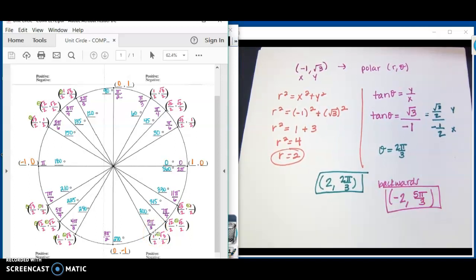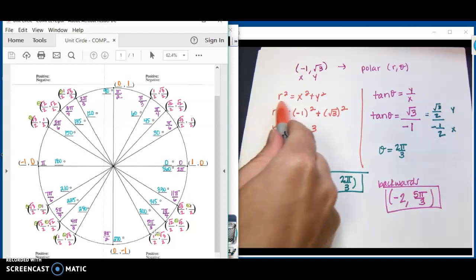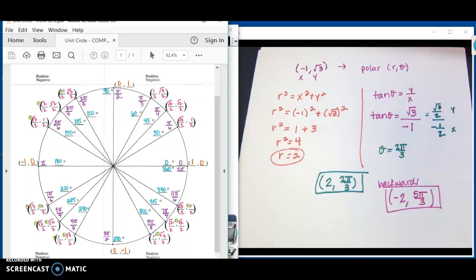Okay, so that's how you change polar points into rectangular or rectangular to polar. In our next lesson, we'll be changing equations instead of just points, but we'll be using those same formulas, r squared equals x squared plus y squared, tangent is y over x, those formulas that we used today.